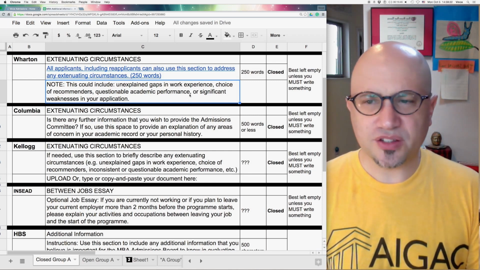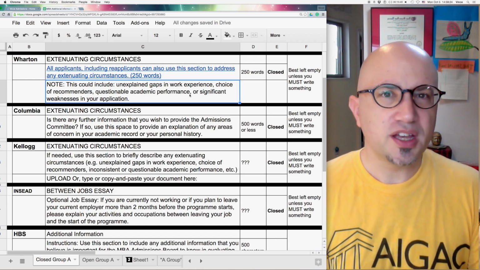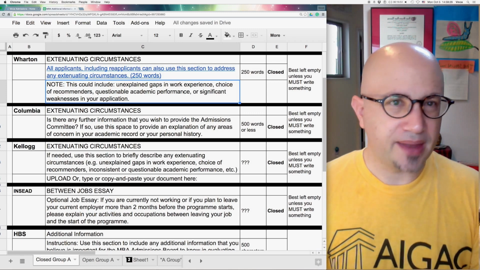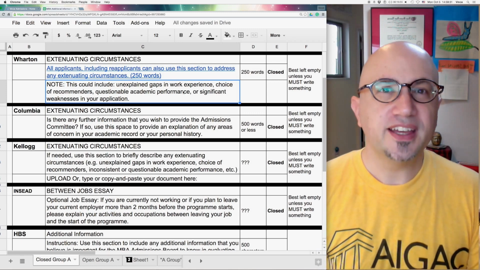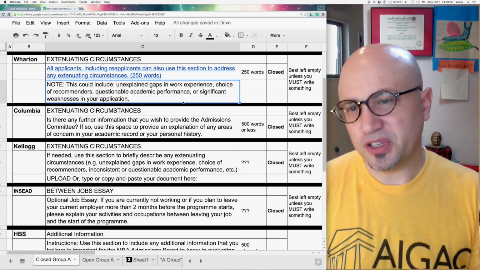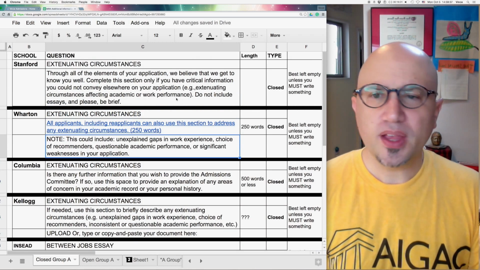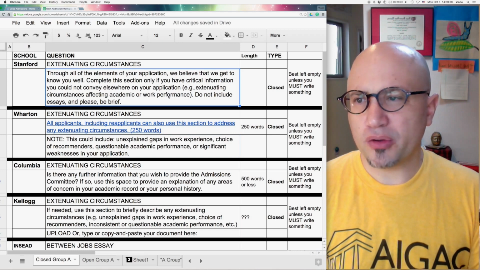Significant weaknesses in your application could be scores. But again, I don't think there's really a great excuse for a low GMAT or low GRE, TOEFL or IELTS if you need it. But you could try. Let me say one more thing before I go through the list here.